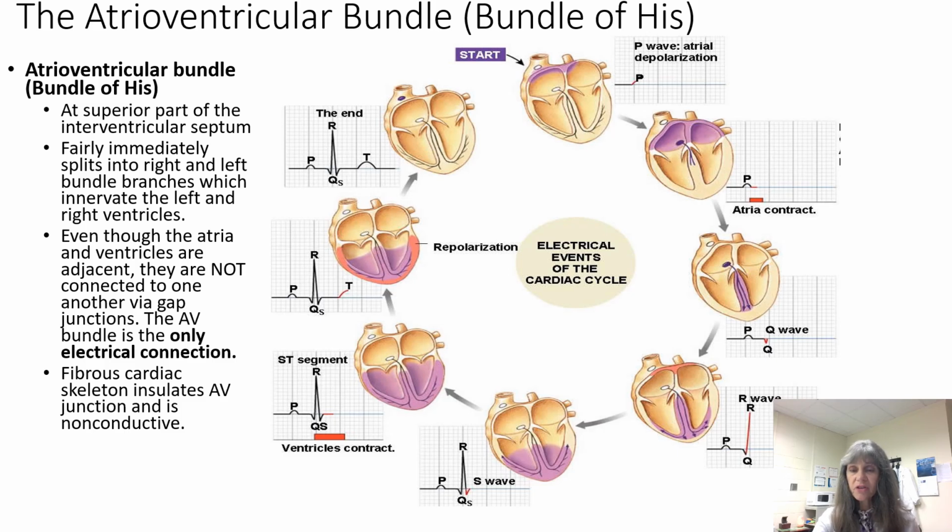When we look at this picture, you can see, again, we'll start at the top. We've got the P wave, which is atrial depolarization. You can see the purple where they're starting to depolarize. After that small P wave, the next picture is showing atrial contraction. And then as the electricity spreads down the bundle branches, you can see the beginning of the Q wave. And then we're going to continue to the next slide.